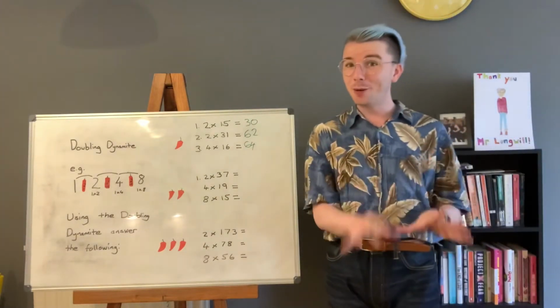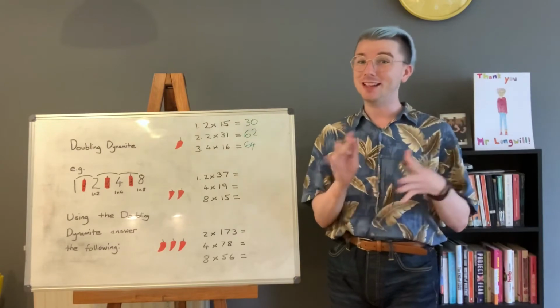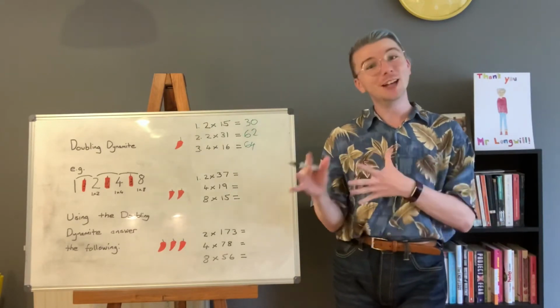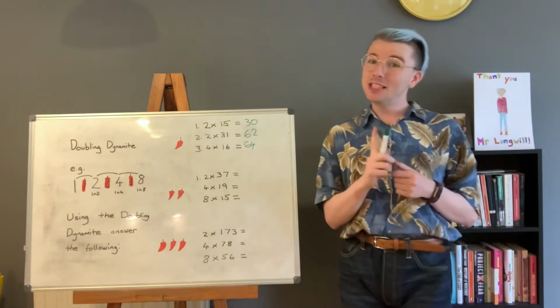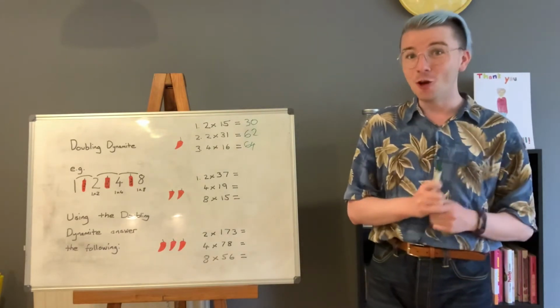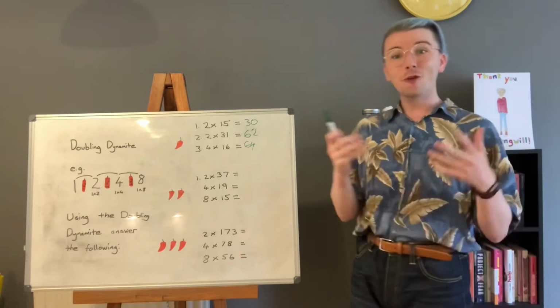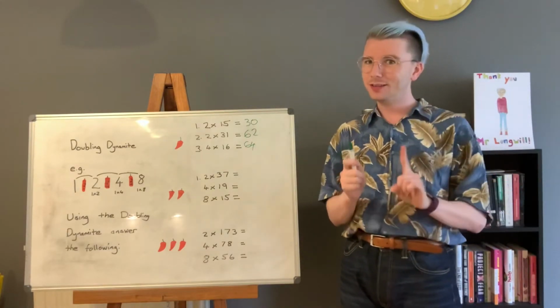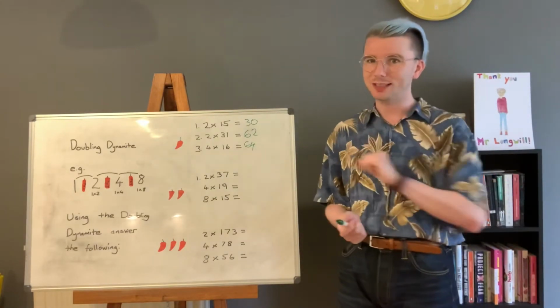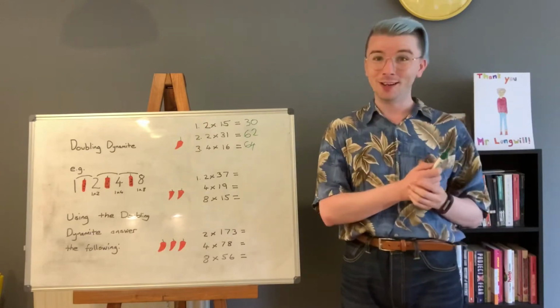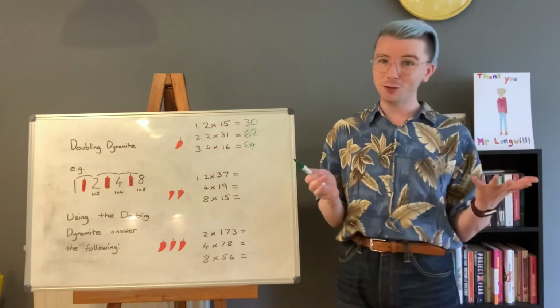So, to recap, 2 times 15 is 30, or 15 doubled is 30. 2 times 31 is 62, or 31 doubled is 62. And 4 times 16, or 16 doubled, then doubled again, is 64. And those are the solutions to our mild problem.